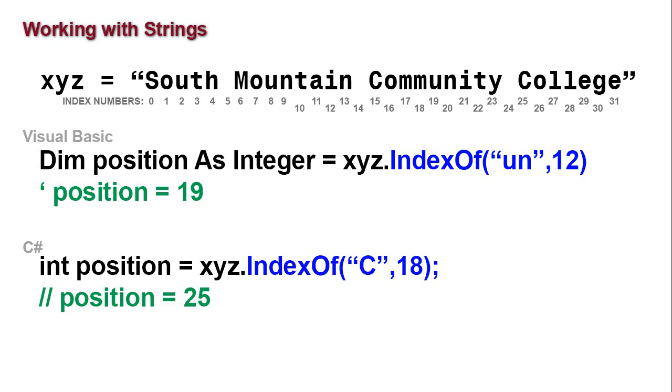On the C# side, I'm looking for an uppercase C, but I'm going to start searching at character number 18. So rather than finding the C in community, it's going to find the C in college, which is character 25.